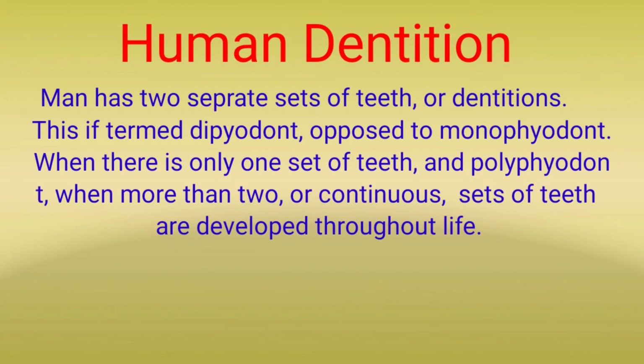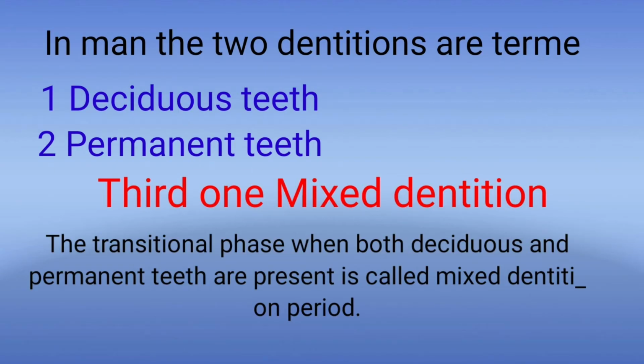Human dentition. Man has two separate sets of teeth or dentitions. This is termed diphyodont, as opposed to monophyodont, when there is only one set of teeth, and polyphyodont, when more than two or continuous sets of teeth are developed throughout life. In man, the two dentitions are termed number 1, deciduous teeth; number 2, permanent teeth; and third, mixed dentition. The transitional phase when both deciduous and permanent teeth are present is called the mixed dentition period.